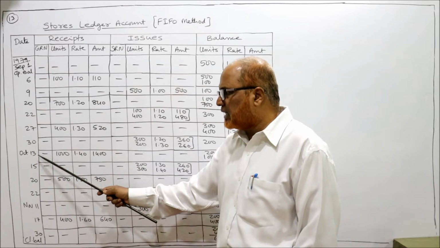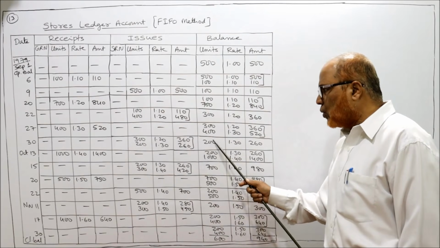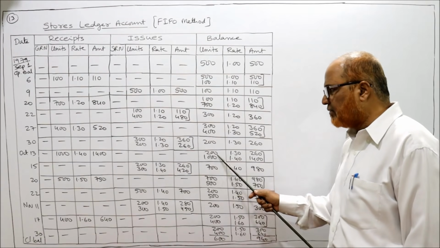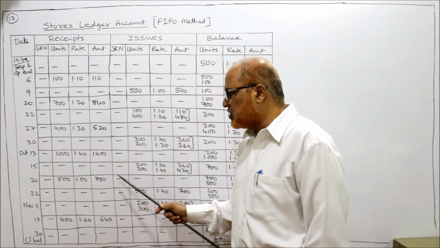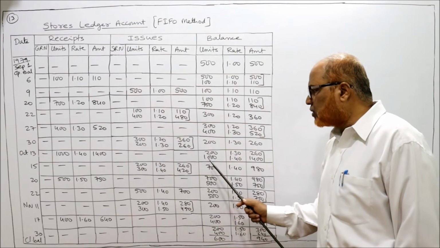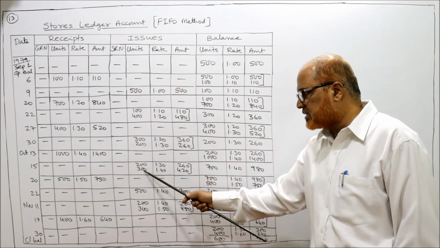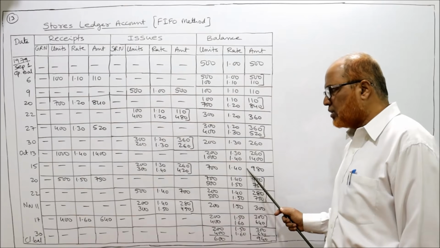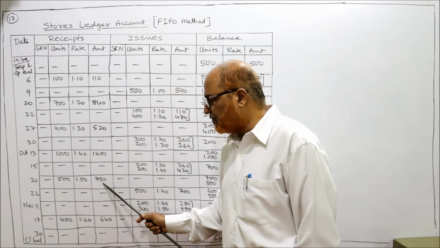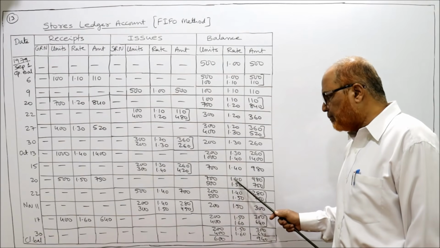Now on October 13, there is purchase of 1000 units at ₹1.40, 1400. Now lots: old lot was 200 at 1.30, new lot is 1000 at 1.40. So two lots we are having in the balance. 15th October there is issue of 500. So how to issue 500? These 200 units will be fully issued. Out of this 1000, 300 units are issued. So remaining balance will be 700, that is 1000 minus 300, 700 at 1.40. Now 20th October there is purchase of 500 units at 1.50, so 750. Now we already have 700 units in the old lot at 1.40 and the new lot is 500 at 1.50.